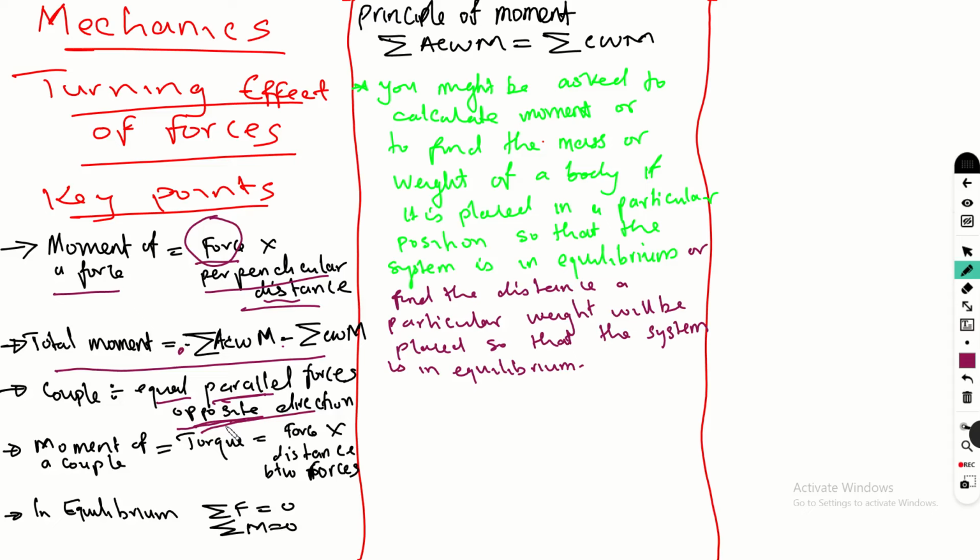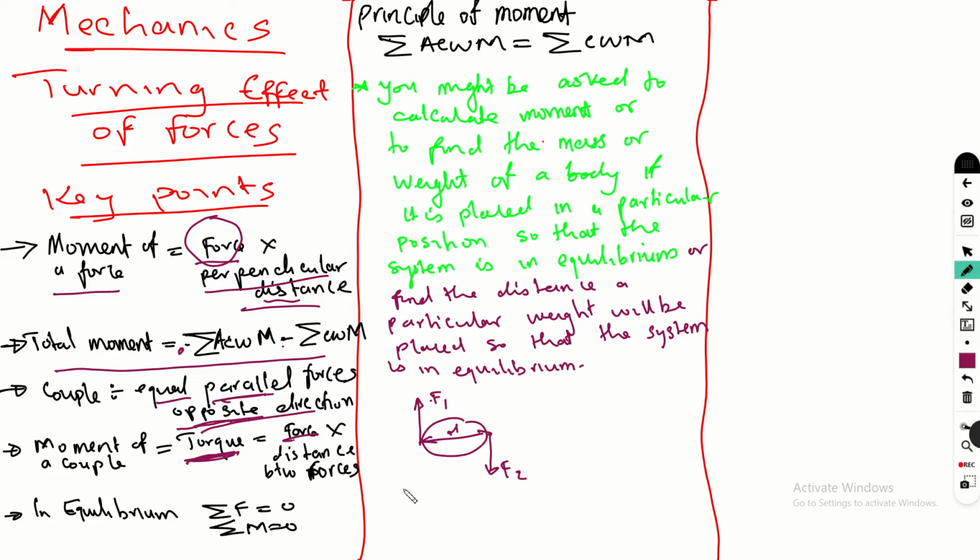The moment of a couple is called a torque. The formula for torque is force times the distance between the two forces. If I have something like this, this is force 1 and this is force 2, and the distance between these two forces is t. The torque, the moment of a couple, since these two forces are equal but opposite, is the force times the distance.